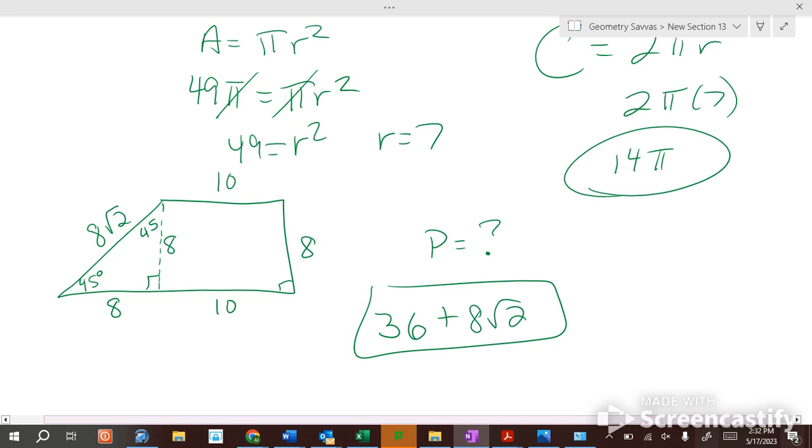This 8 we don't add because it's not part of the perimeter. It's not part of the outside. All right.